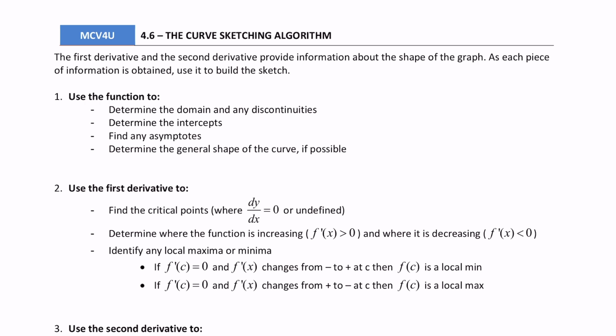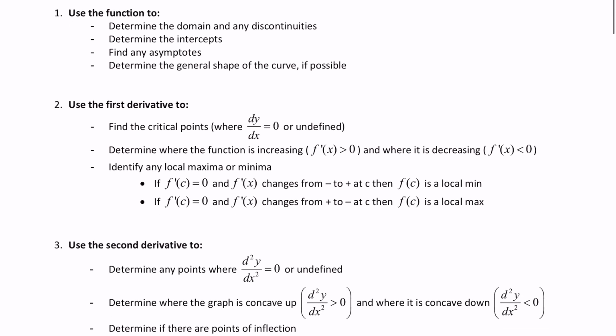The first thing we want to do here is use the function to determine the domain and any discontinuities, determine the intercepts, find any asymptotes, then determine the general shape of the curve, if possible. Once we get that information, we want to move on to the first derivative.